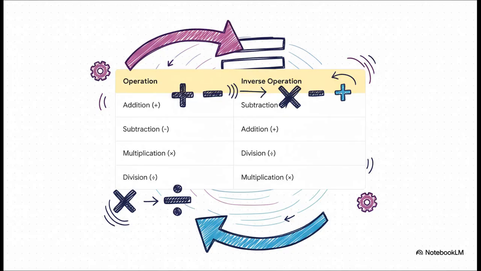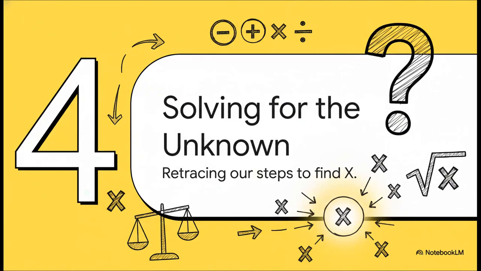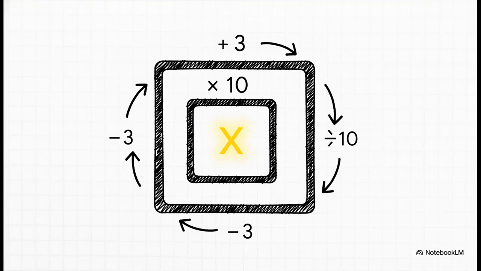And the pairs themselves are pretty straightforward, right? The inverse, or the opposite, of adding is subtracting, and the inverse of multiplying is dividing, and it works the other way around too. These are the exact tools we need to retrace our steps. Okay, let's put this into practice. We're going to solve for a real unknown right now. We'll find the value of x by using these inverse operations in a really specific order. All right, here's our mission. Solve this equation. 10x plus 3 equals negative 7. To find x, we've got to get it completely alone on one side of that equal sign.